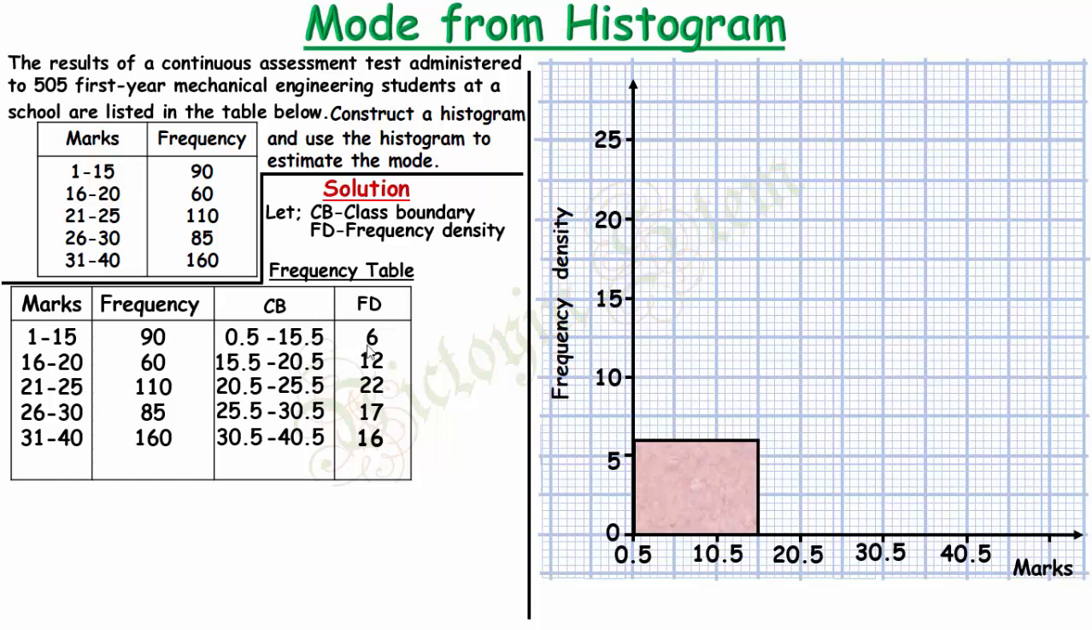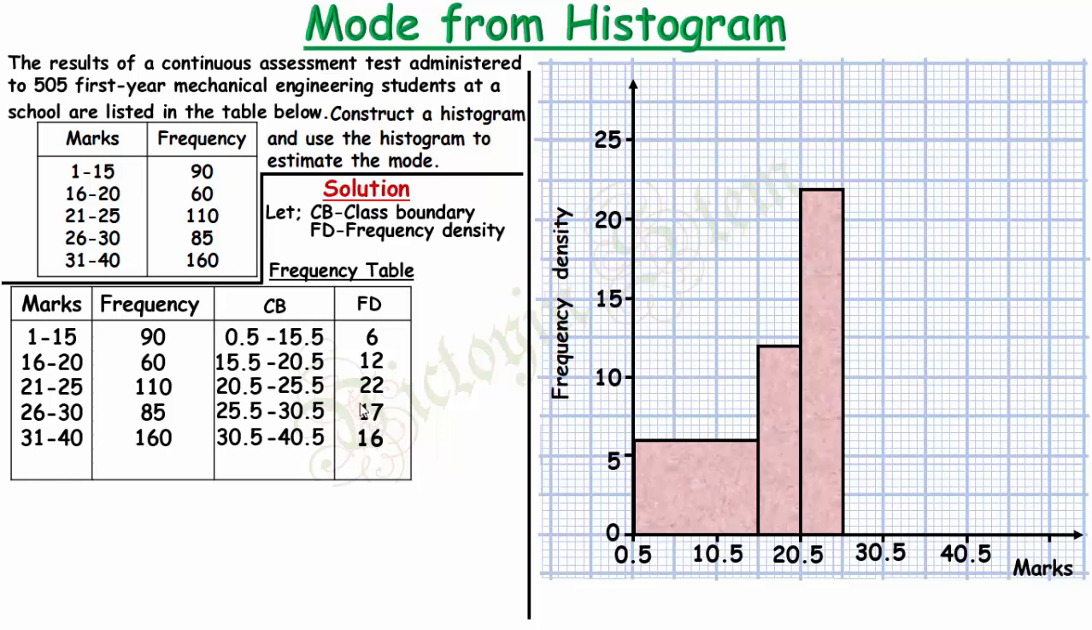The next bar, having a frequency density of 12, starts from 15.5 to 20.5, and the height of the bar is 12. So I have 10, 11, and then 12. So my second bar is all set. The next bar has a height of 22, which is equivalent to the frequency density, and it starts from 20.5 and stops at 25.5, somewhere here. The height is 22. So if here is 20, 21, 22, then I construct my third bar.